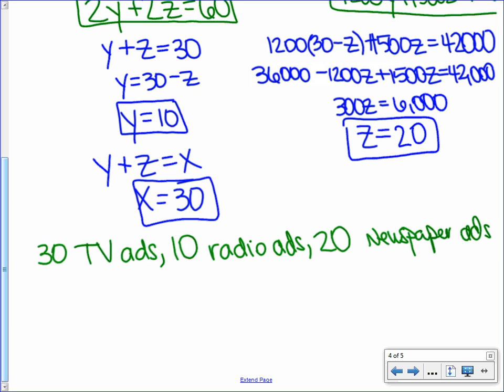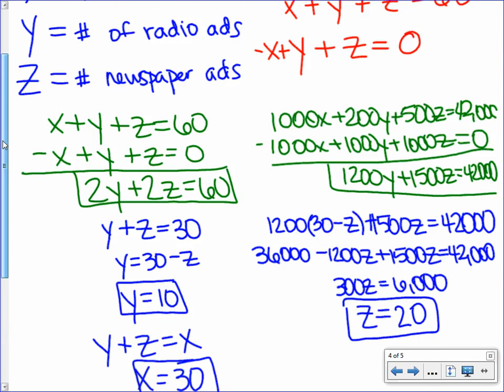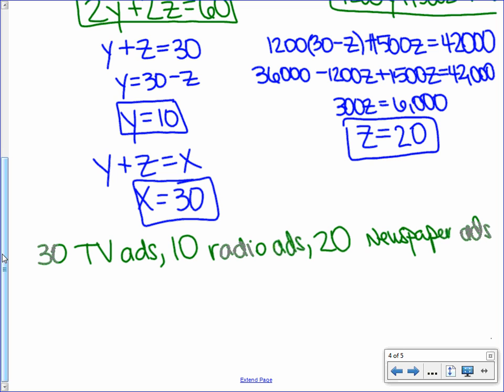It's a good thing that we assigned our variables up here. That way we knew what our variables meant when we actually solved for this. Okay. Please make sure on a word problem you give me your answer with a label.